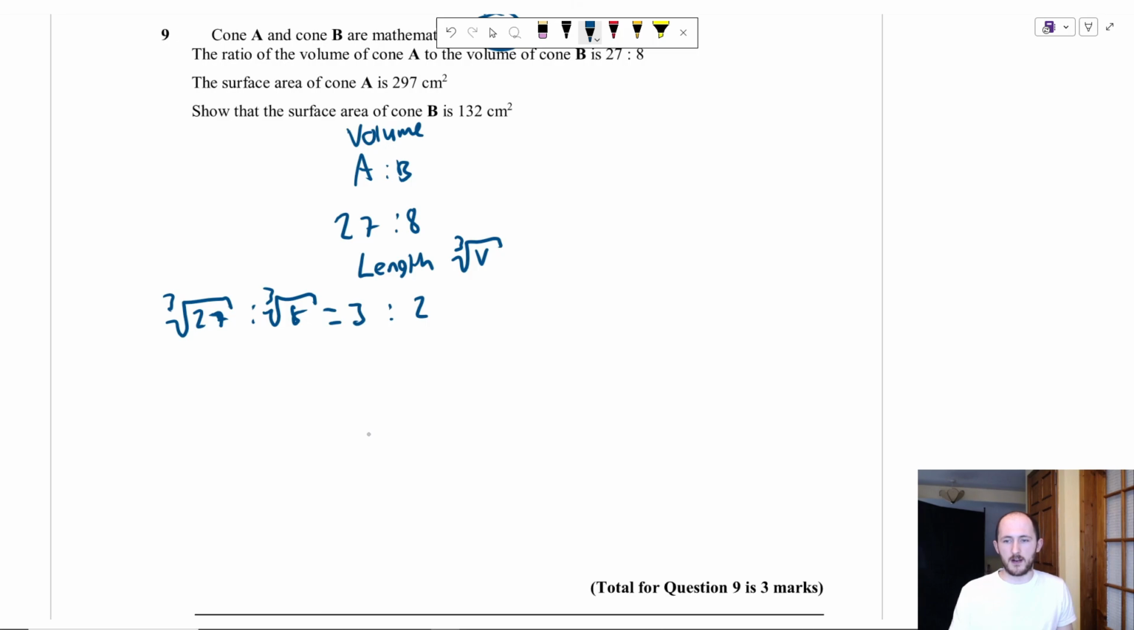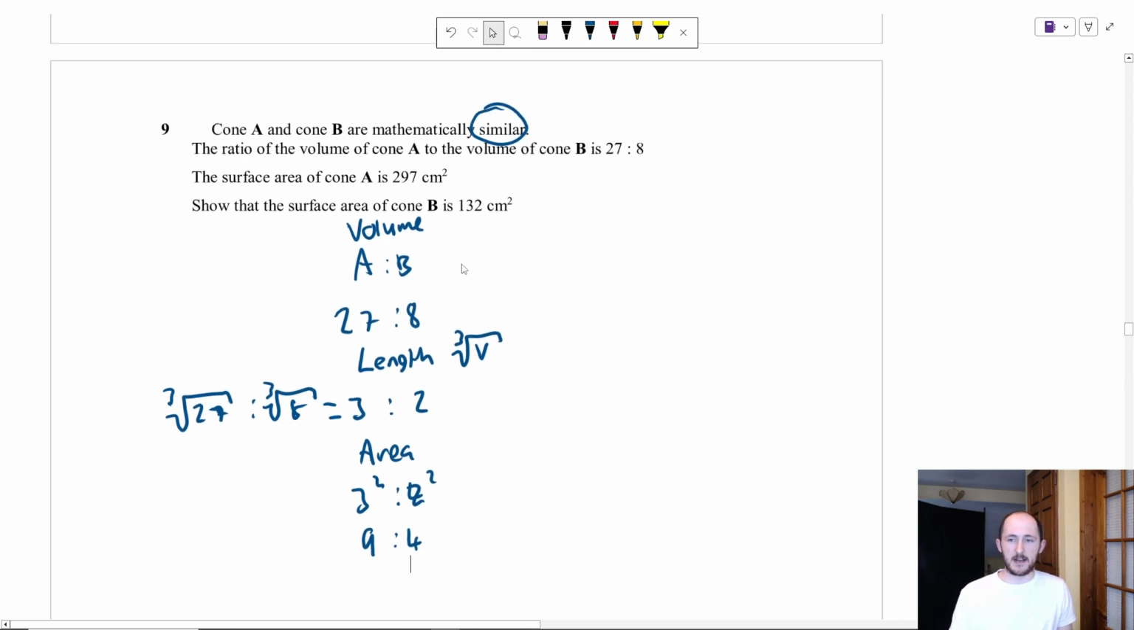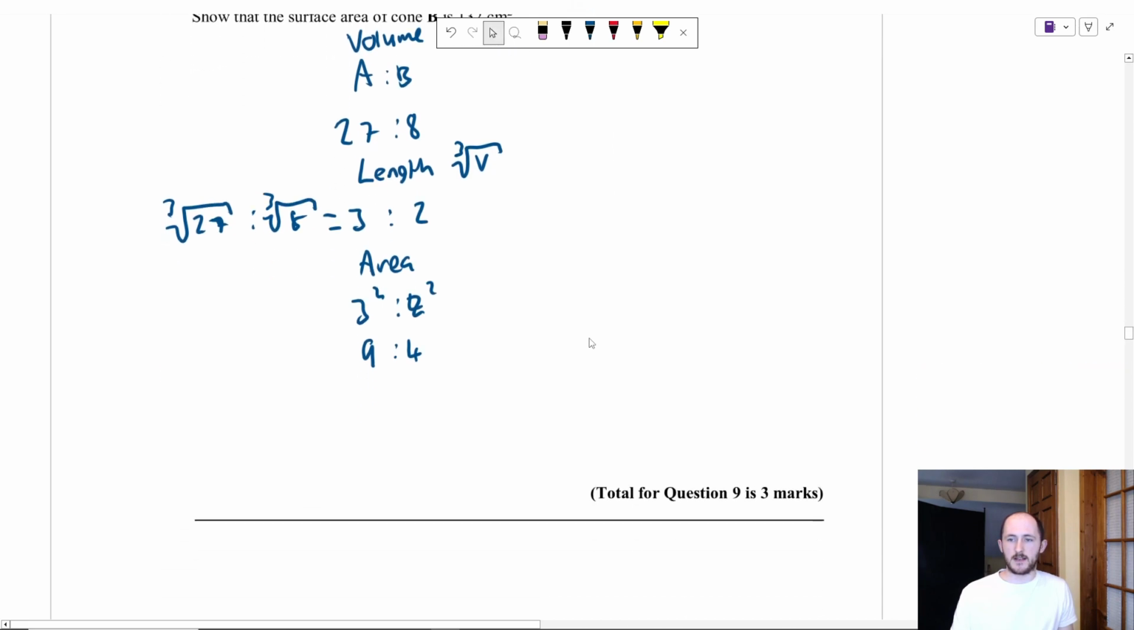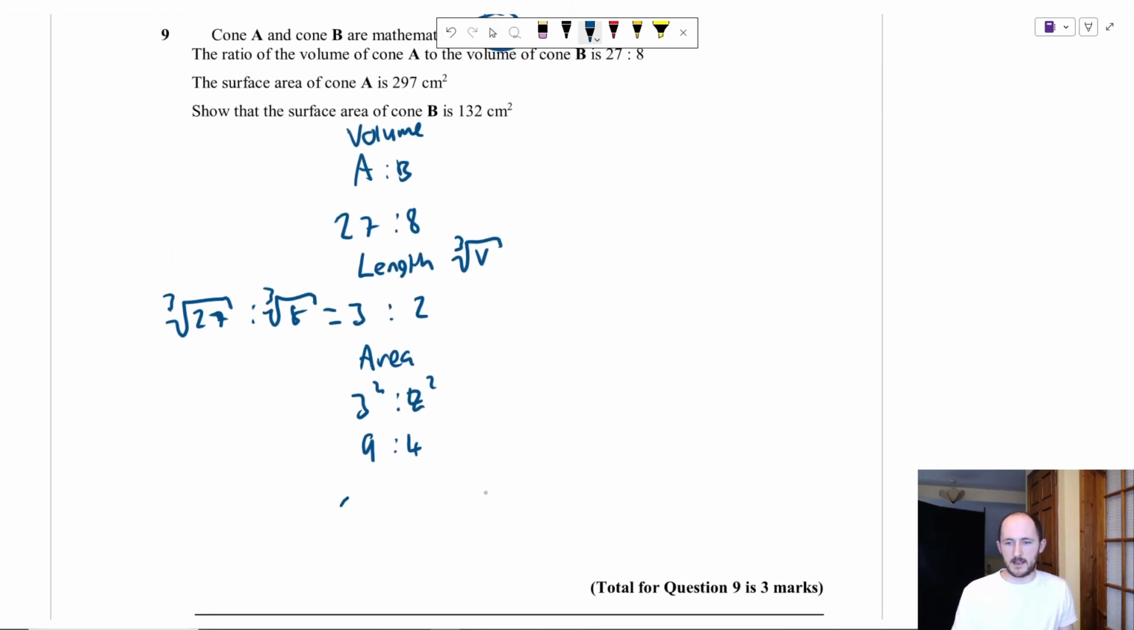Then for the area, all we're going to do is square it. So we have 3 squared to 2 squared, which is 9 to 4. Yeah, so it's area, so you need to be careful with that. So now it tells me that the surface area of cone A is 297. So I'm going to write 297 underneath the 9. And I want to work out the surface area of cone B.